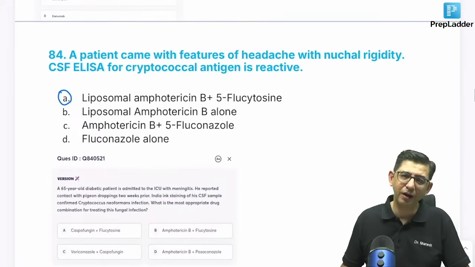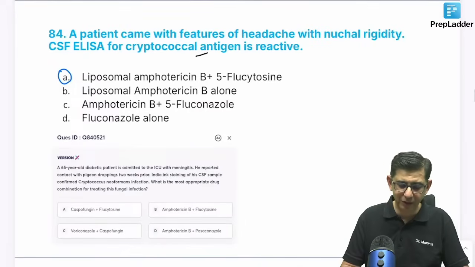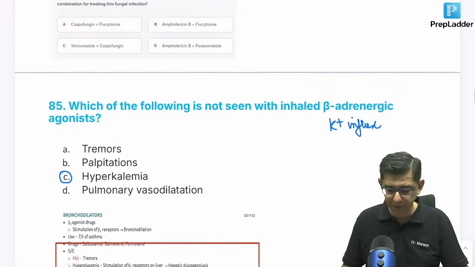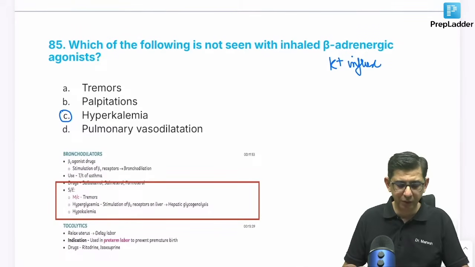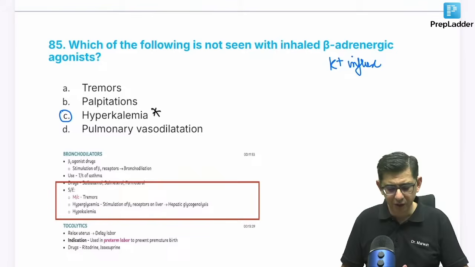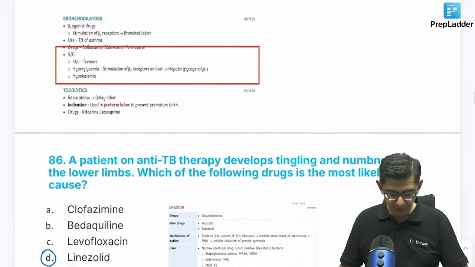Next is a standard question. Take the FMG exam, take NEET PG, they will always ask you about a guy who is cryptococcal antigen positive, and then you have to select liposomal amphotericin B with 5-flucytosine. Beta adrenergic agonist, he's talking about salbutamol, will cause a potassium influx redistribution, so it will cause hypokalemia. Option D, I think it was pulmonary vasodilation. So that is not a side effect, it's just a manifestation that would be seen in this case. Okay. So 85 we have sorted.